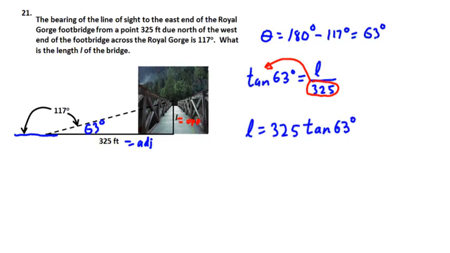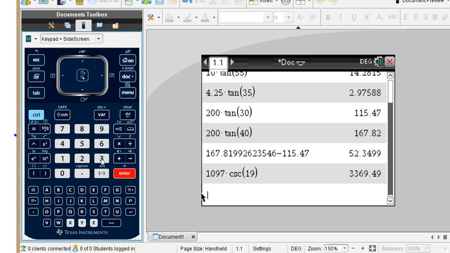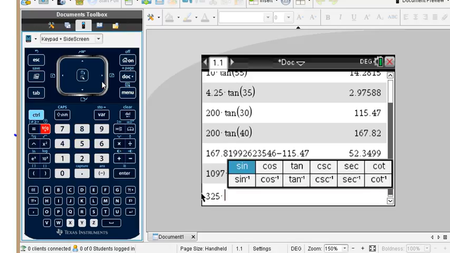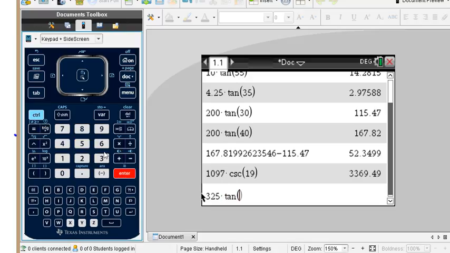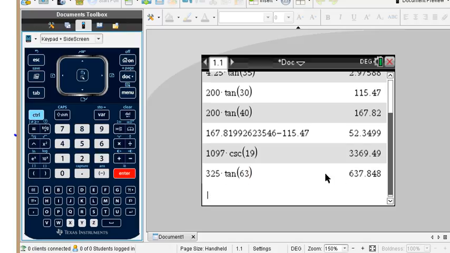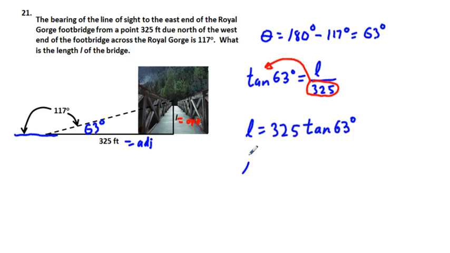So let's go do that. 325 feet times the tangent of 63 degrees, and rounding to the nearest foot, we'll call it 638 feet. So that was approximately 638 feet. That's the length across the bridge.